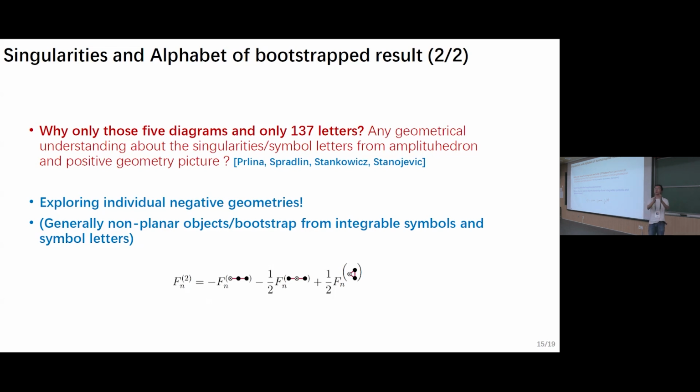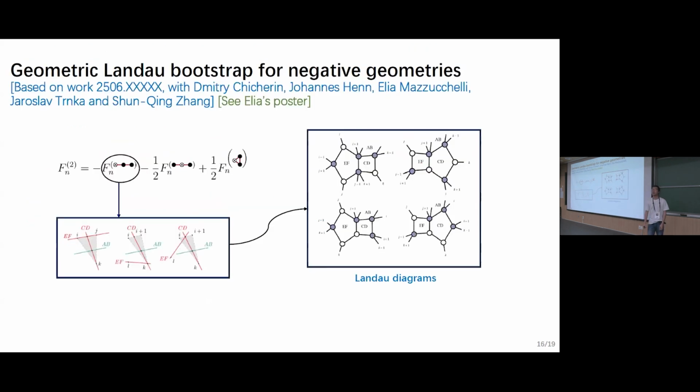We say that it can help you to classify all the prefactors, but in fact, it can also help you to classify all the singularities that will appear, or say the symbol letters that will appear in the final result. So these diagrams will be helpful again, and you write down what we call the Landau diagrams, do the symbology or say Landau analysis for this, and finally you can get these 137 letters very straightforwardly.